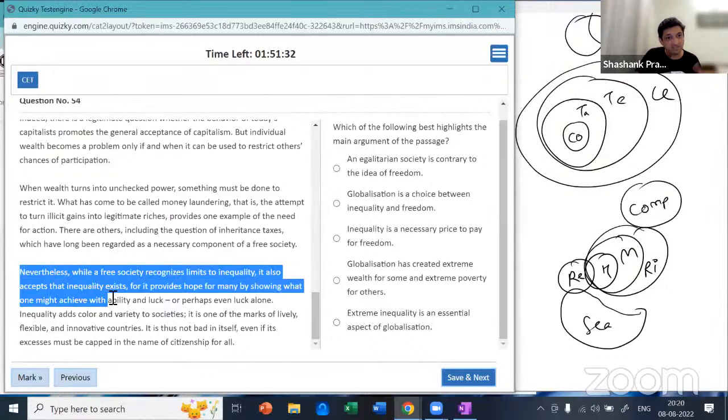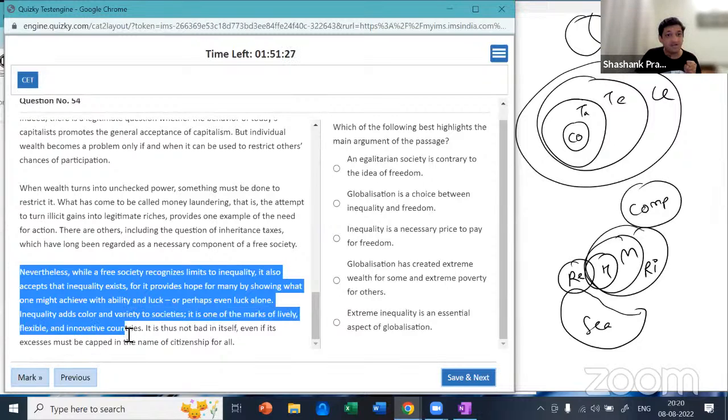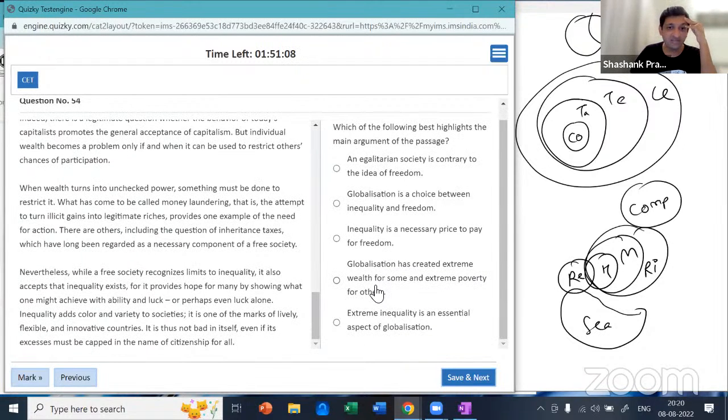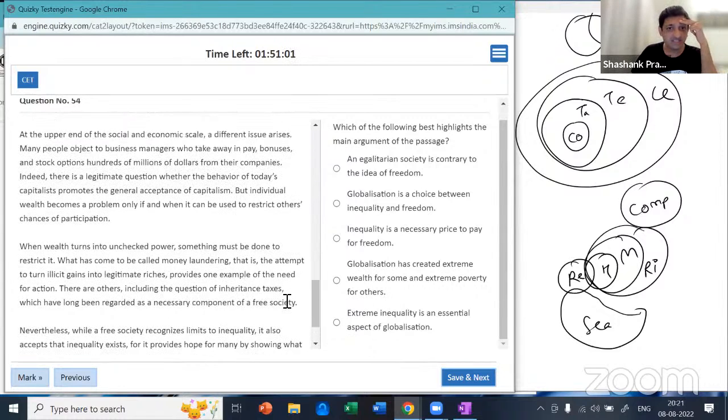Accepts that inequality exists. We have to accept. Ability, luck, whatever. Perhaps even luck alone. Inequality adds color and variety, so it should be there. Not bad in itself. Egalitarian is contrary to the idea of freedom. Globalization is a choice between inequality and freedom. Okay, inequality is a necessary price to pay for freedom. Okay, globalization extreme wealth for some, not really. They talk about Scandinavia and stuff. Extreme inequality an essential aspect of globalization, not really. Again, globalization is not it. They are talking about society and stuff.